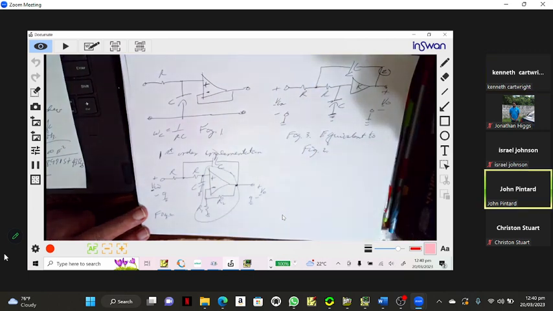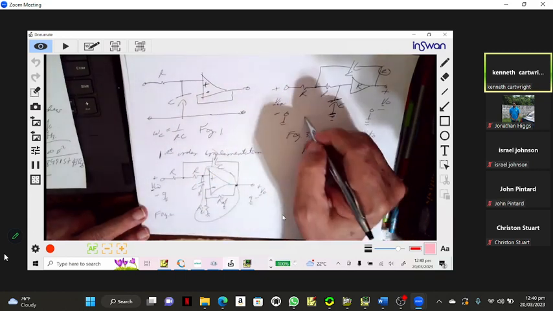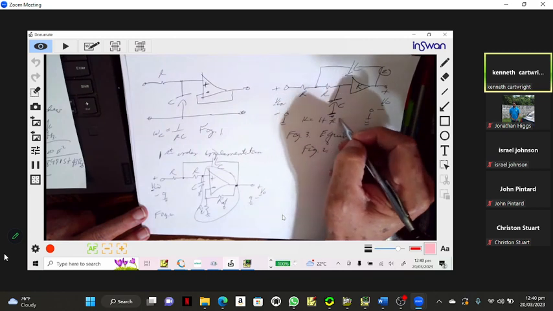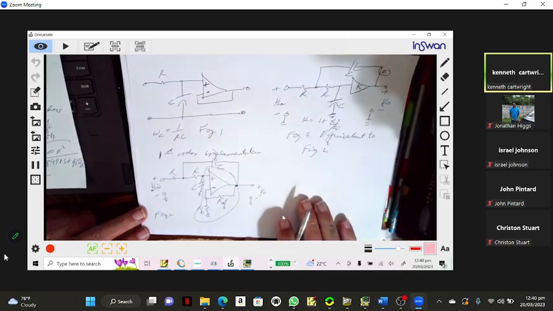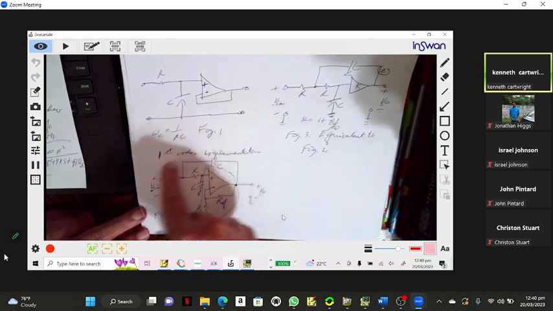One plus RF over RI. Well, yeah, if you call that RF and we call that RI, K is 1 plus RF over RI. Yes. Now, what is the transfer function of this?